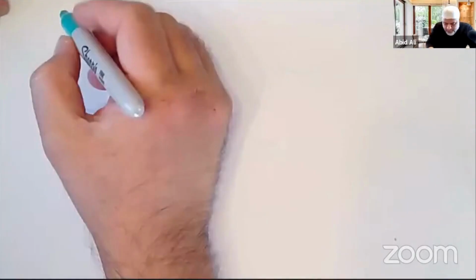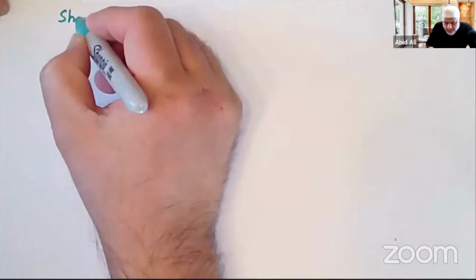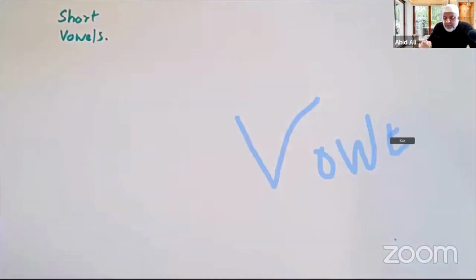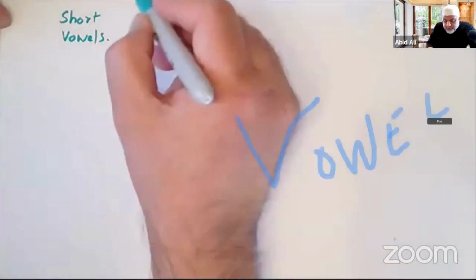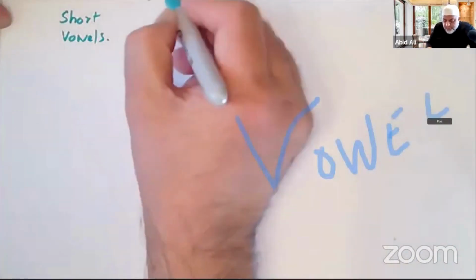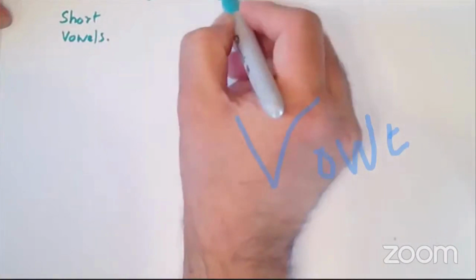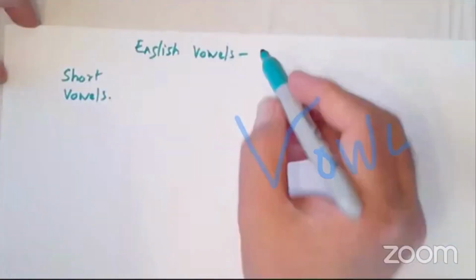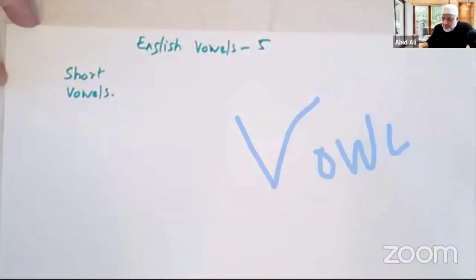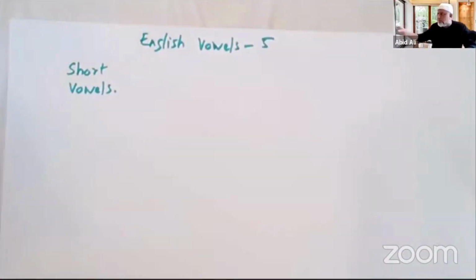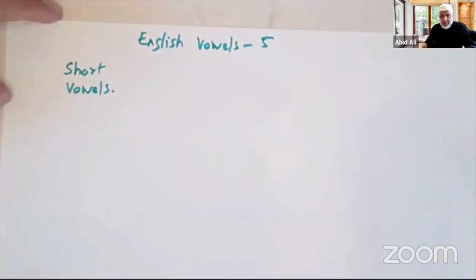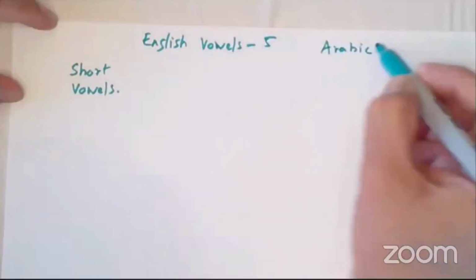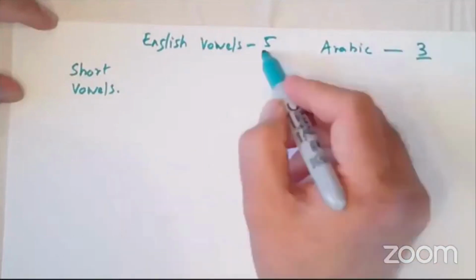We talked about short vowels. How many vowels in English? 5. And Arabic is how many? Arabic is 3. Keep that distinction in mind.